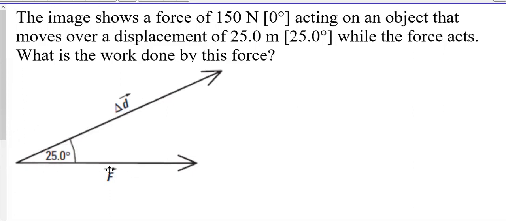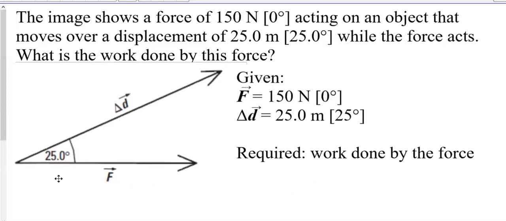But we have a difference in direction of your force and your displacement vectors. This is not a free body diagram. Normally we don't connect vectors together. This is just a simple diagram to get a point across. So the force acting on it is 150 newtons. It travels 25 meters at a 25-degree angle, difference between the two of them. So the question asks, what is the work done by this force?